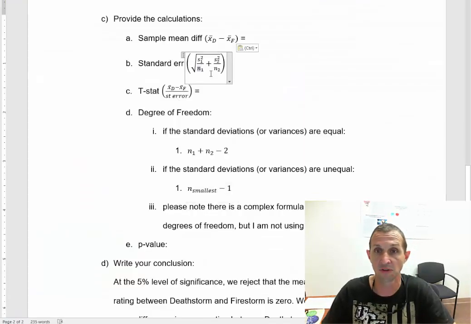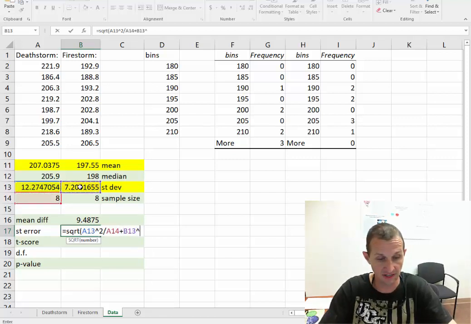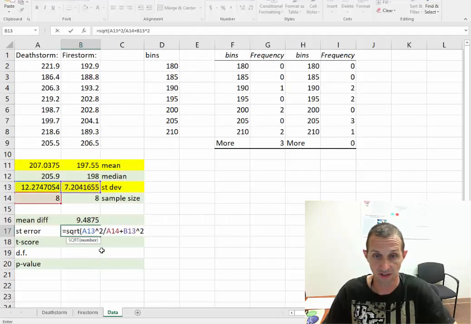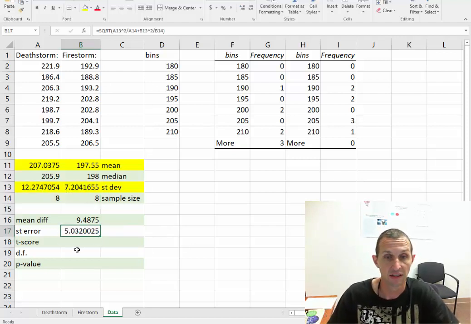I'm just going off this formula right here, the square root of the first standard deviation squared divided by n, right? So the first standard deviation squared divided by n plus the second standard deviation squared. And again, I'm just going off this formula right here, the second standard deviation squared divided by its n, divided by its sample size. And I close it up, and I get 5, okay? So I've got those two things.